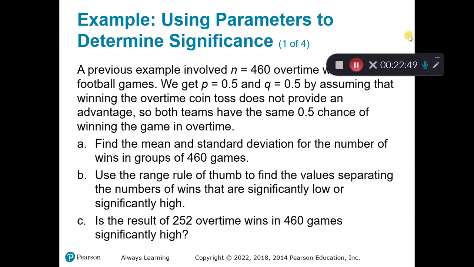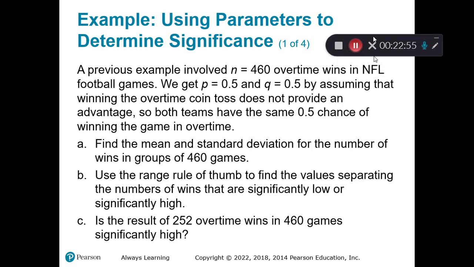So let's go back and take a look at a different example. We have an example that the book had previously. I did not cover it in the PowerPoint. I omitted it previously, but let's take a look at it now. If we have 460 overtime wins in the NFL football games, the number of trials would be 460. That would be N. The probability of success would be 0.5. The probability of a failure is 1 minus that number, which coincidentally is also 0.5.